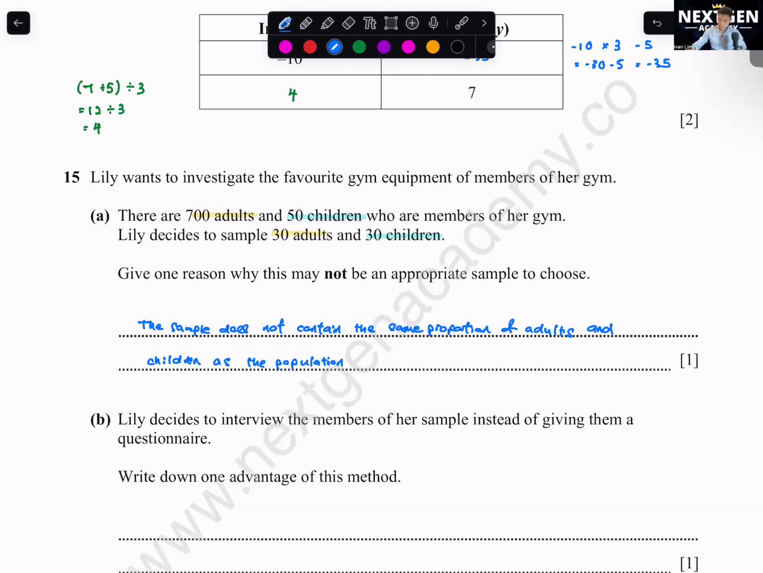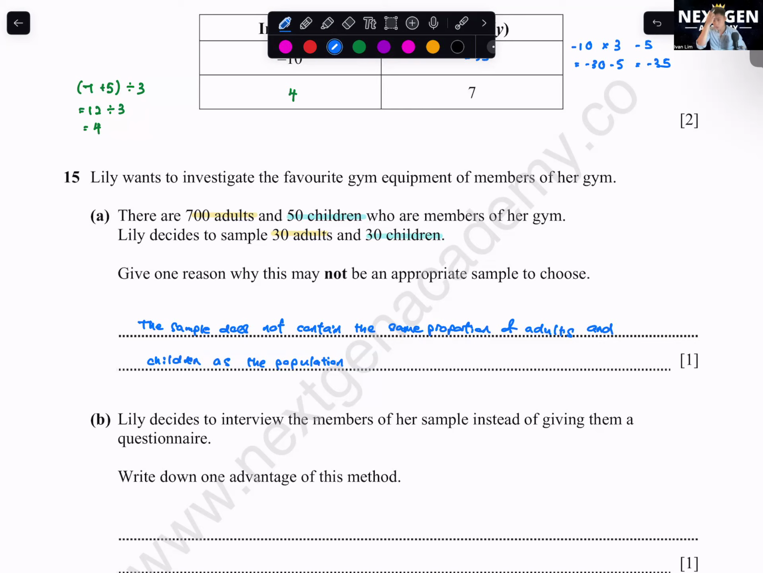Okay, question B. Lily decides to interview the members of her sample instead of giving them a questionnaire. Write down one advantage of this method. So you'll get honest answers. Okay, anything else?